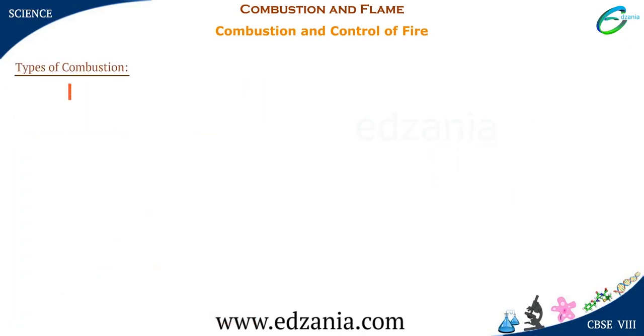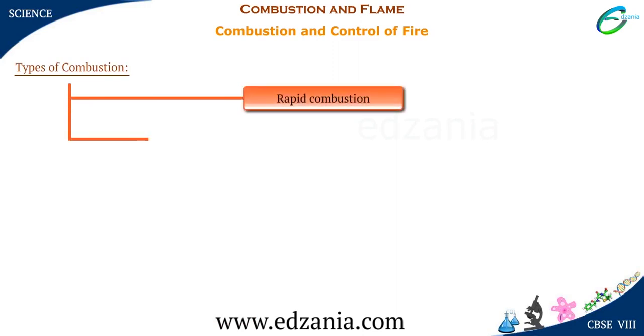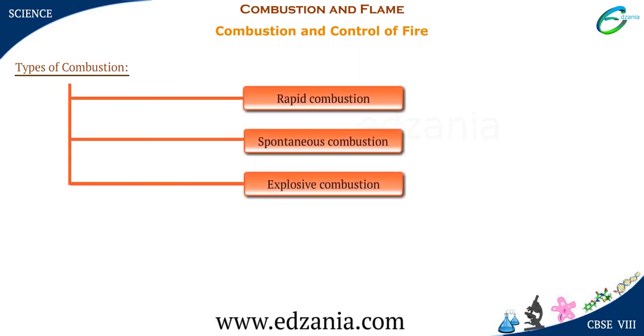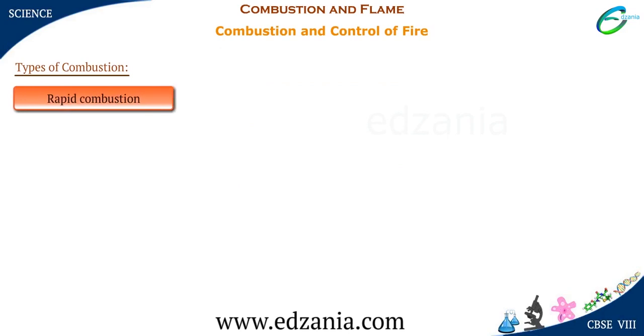Types of combustion. Let us see the types of combustion. Combustion can be of 3 types: rapid combustion, spontaneous combustion, explosive combustion. The combustion in which substances burn rapidly to produce heat and light is known as rapid combustion.